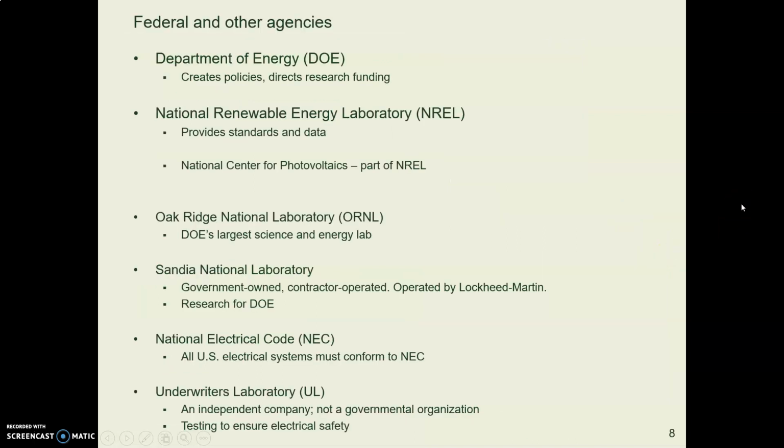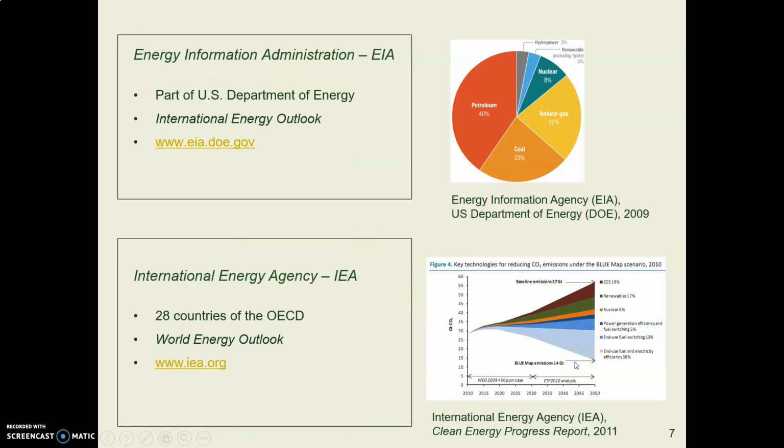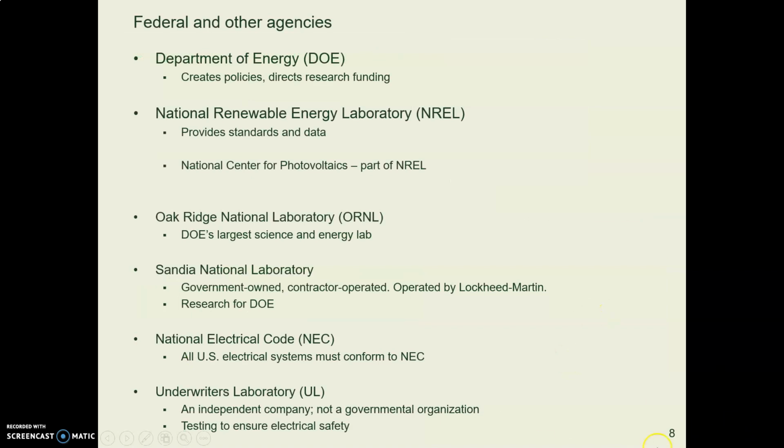Finally, this is more just an FYI, for your information. Here are a few other agencies that relate to energy, and I stick them in here for you just because they relate to energy. These are not the big ones that we're looking at, EIA and IEA, but you might want to know about them. They have a lot of information also.